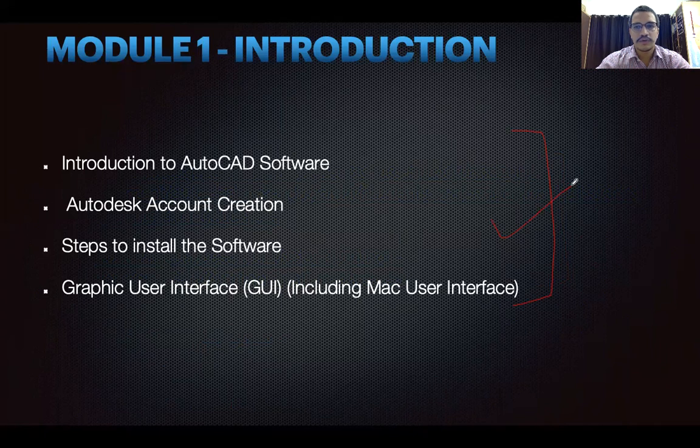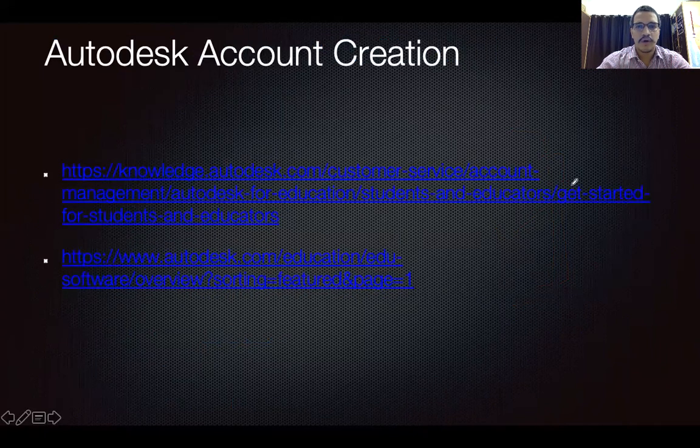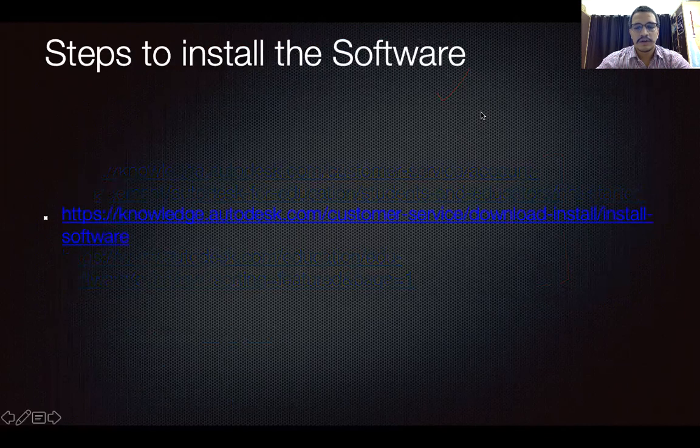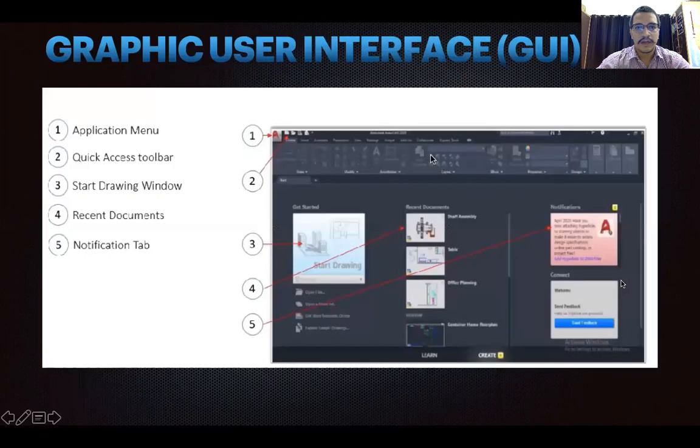All right. So in the last session, I already told you how you can create an Autodesk account, which is free of cost. By creating the Autodesk account, you can download AutoCAD 2020-22 both for the Mac and for the Windows. So I will be teaching you keeping in consideration both the Mac interface and the Windows interface. We have already covered this in the last session.